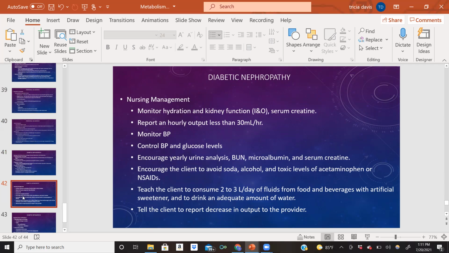Encourage the client to avoid soda, alcohol, and toxic levels of acetaminophen or NSAIDs. Teach the client to consume 2 to 3 liters of fluids per day from food and beverages with artificial sweetener, and to drink adequate amounts of water. And tell the client to report a decrease in output at home to their provider.